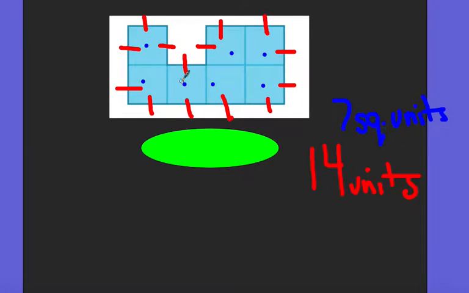Okay? Remember, area is inside. Count the squares or multiply. Perimeter is round the edge. Add all the sides is what I said.